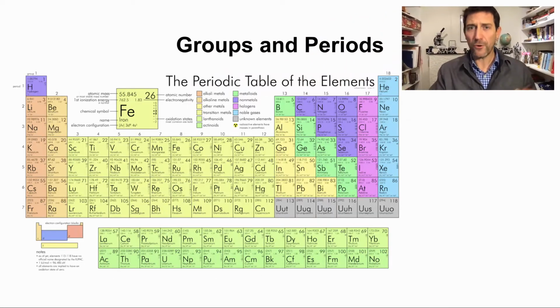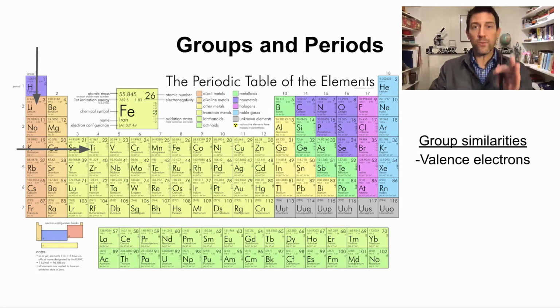First thing we need to understand are something called groups and periods. It's how the table is arranged. So moving down this direction in what we would call a column, that's actually called a group. And when we go across this direction, that's called a period.